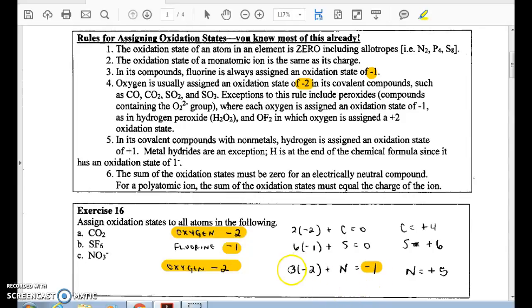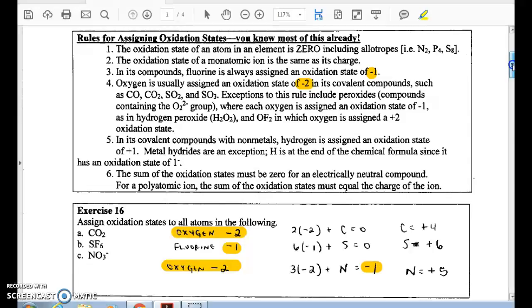So the 3 times the -2 of the oxygen plus whatever the nitrogen is needs to add up to -1. So the nitrogen needs to have an oxidation state of +5. This does not mean that nitrogen has lost 5 electrons. It does not mean that it is in an ionic bond with oxygen. It still is sharing electrons with oxygen. This is just its assigned state, which helps us keep track of oxidation and reduction reactions.